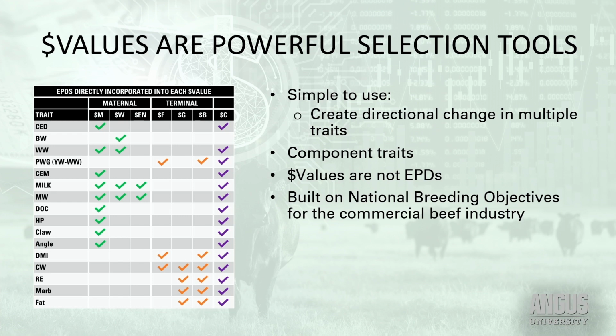The other really big component of this that Kelli's going to talk more about is that dollar values are built on a national breeding objective. And this national breeding objective is, again, really focused on the commercial beef industry. And so it's important that these dollar values are used where those breeding objectives are based from.